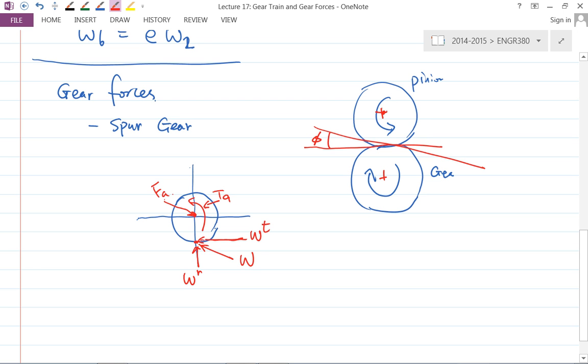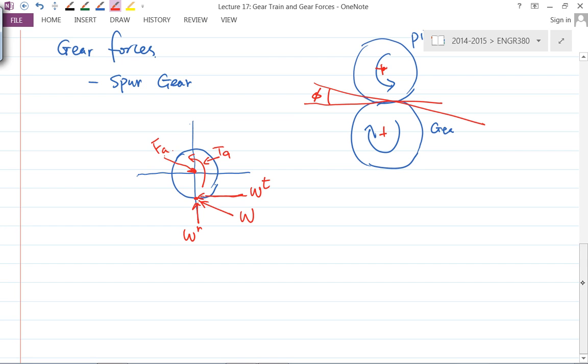Okay. So there are two folds, as you're going to see later. One fold is you will focus on this WT and WR in terms of gear design. So for the gear design, we're going to look at this W and WT. Okay, this is basically what matters for the gear design. But we also have another fold. Another fold here is for the shaft design.